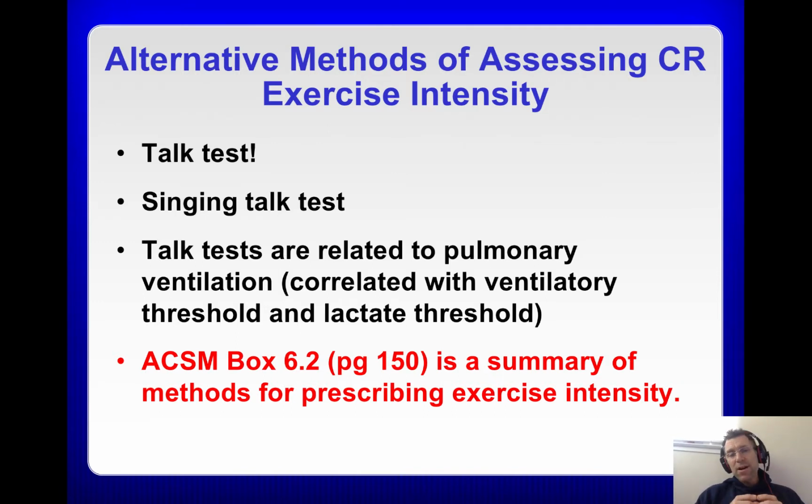So check out ACSM Box 6.2. This is on page 150. It's a summary of the methods for prescribing exercise intensity. So it gets into some of the details that you should understand of how to correctly prescribe exercise intensity for different populations.